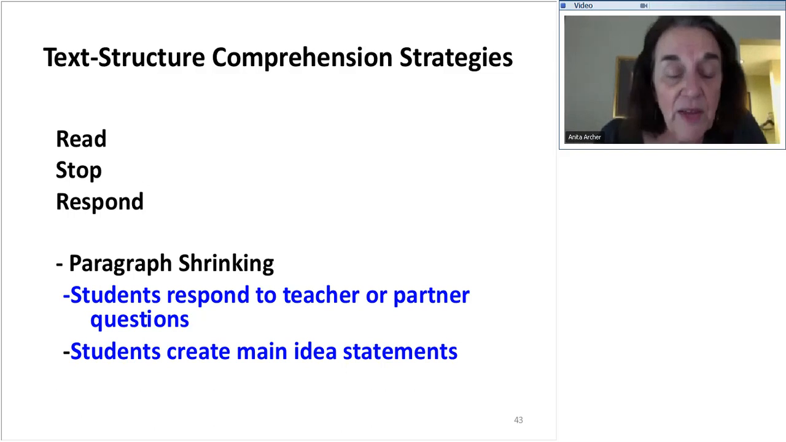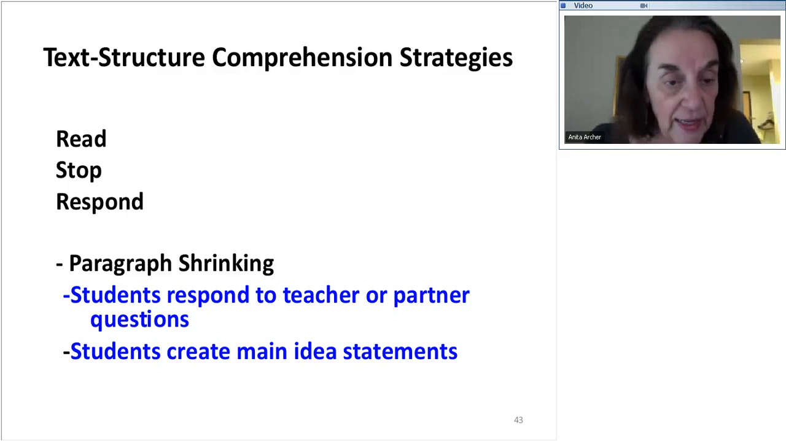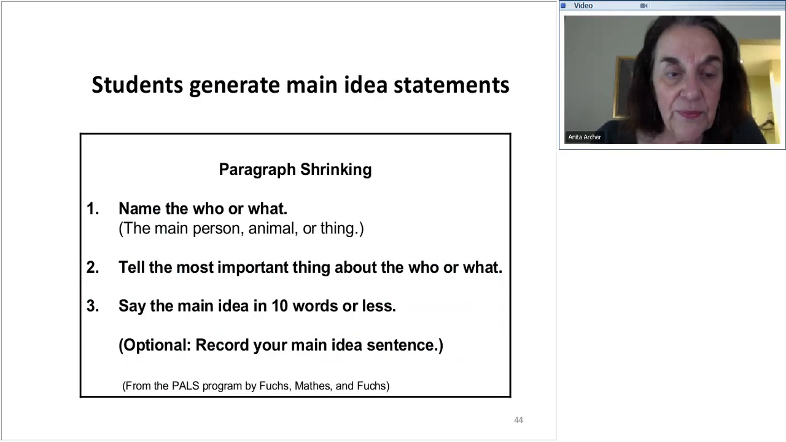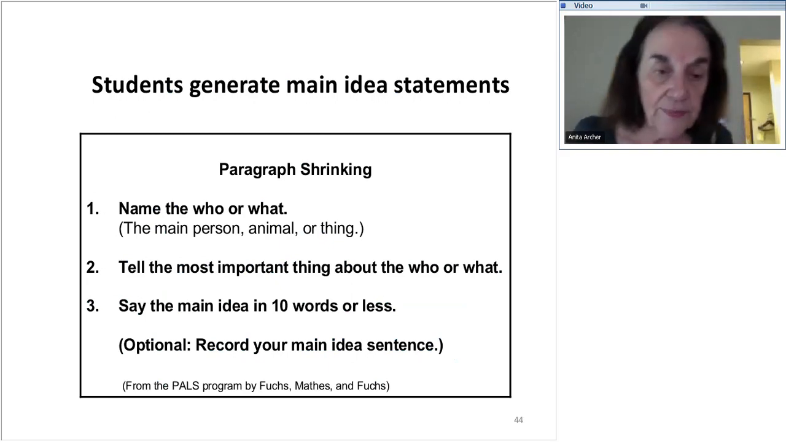So one of my favorite, because it's well researched from 2nd grade through 6th grade in general ed, has also been researched in middle school and with high school students that are in Tier 2 or Tier 3, is paragraph shrinking, where students create either verbally or in writing main idea statements. And so the strategy is that I read a paragraph, I name the who or what, that's the topic, I tell the most important information about the who or what, and then I put that together, the topic and the most important information, and I say the main idea in 10 words or less.